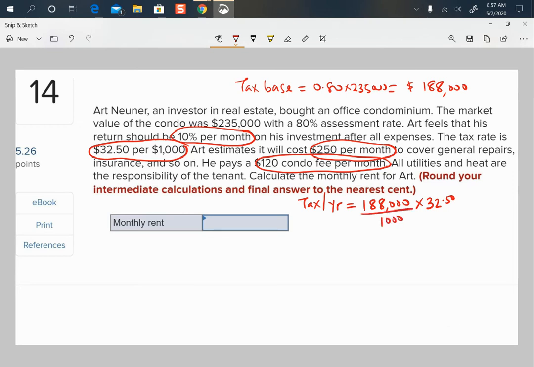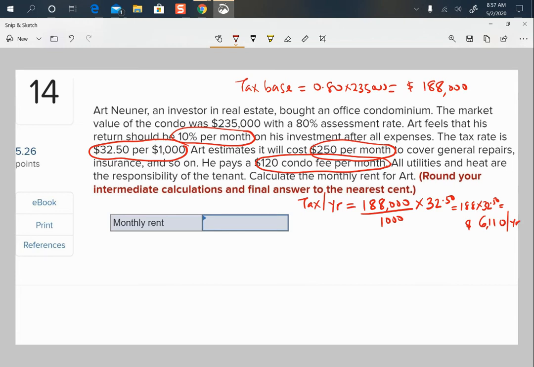So now here we have a total of 188 times 32.50, and this gives us a value of 6,110. So this is the tax. Again, this is the tax per year.